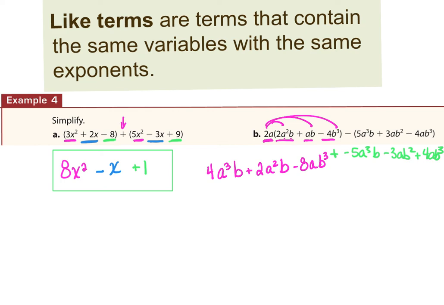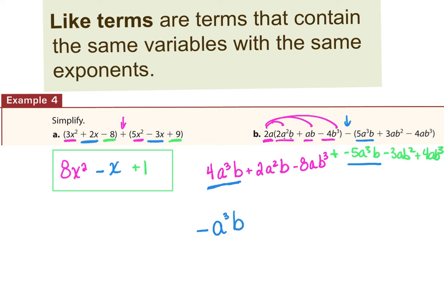So I have a cubed b. Do I have that in the second set? Yes. Now you can think of it this way: 4a cubed b minus 5a cubed b. Or if you did it by adding the opposite, 4 plus a negative 5. Either way, you're going to get negative 1, right? Negative 1a cubed b, right?